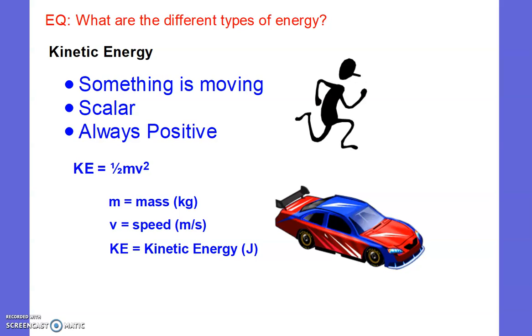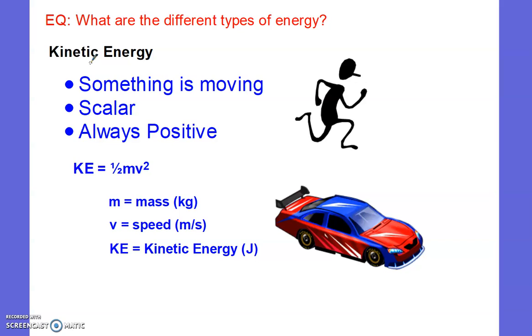For example, a football player that wants to tackle somebody is going to start moving, and as they move, they have the energy necessary to exert a force on another player and move that other player another distance to tackle them. So moving objects have energy. We call this energy kinetic energy. Kinetic in physics is a term that means motion.